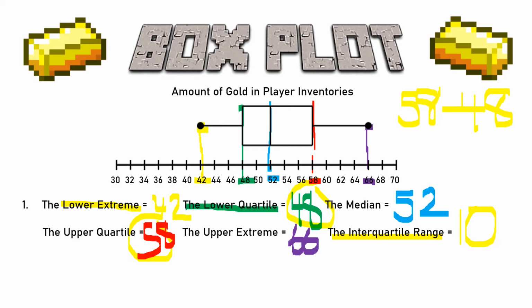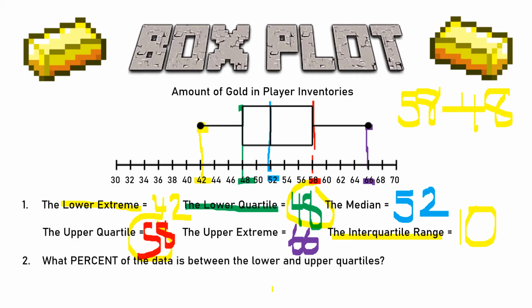All right, another question that you may see about box plots is something that deals with percents. The percent of data in each part of a box plot is represented by 25%. This first part here, from the lower extreme to the lower quartile, that's 25%. The lower quartile to the median is another 25%. The median to the upper quartile is another 25%. And the upper quartile to the upper extreme is also another 25%.